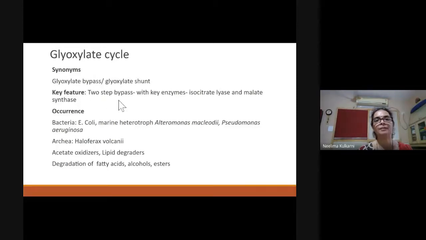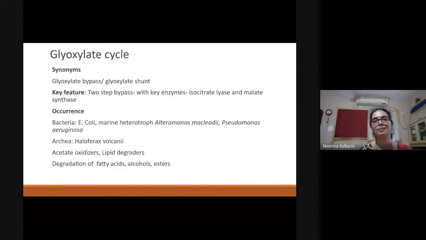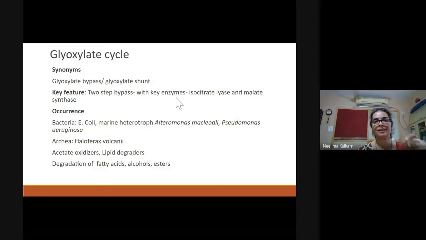So what is the key feature of this particular pathway? It uses two different enzymatic reactions which are responsible for bypassing three steps of TCA cycle. So it is a two-step bypass. The key enzymes which are present in this pathway are isocitrate lyase and malate synthase.